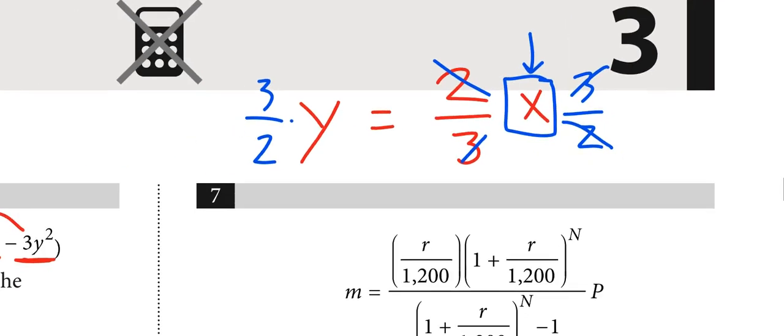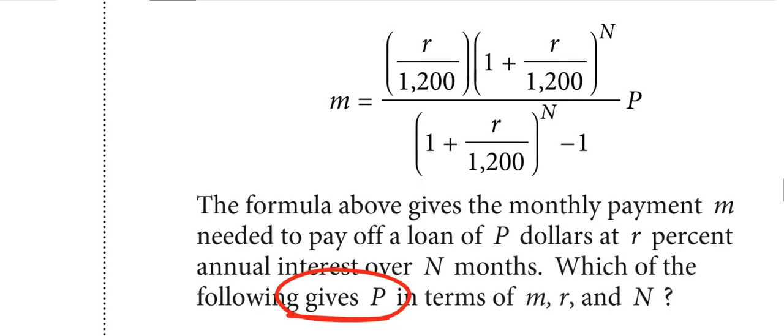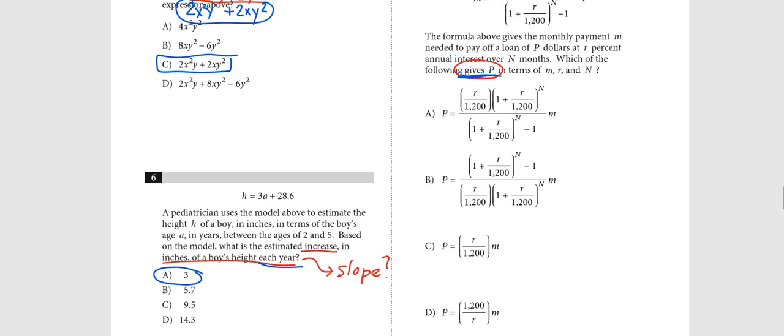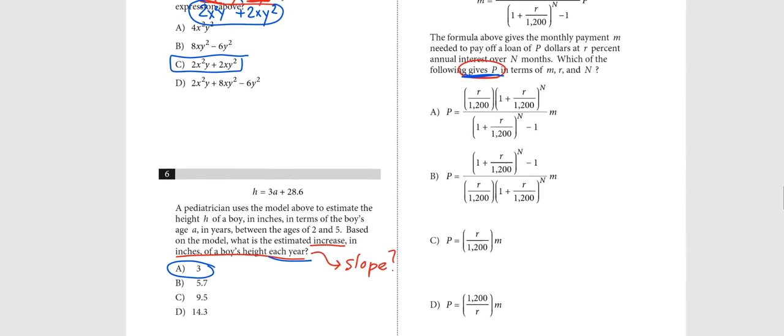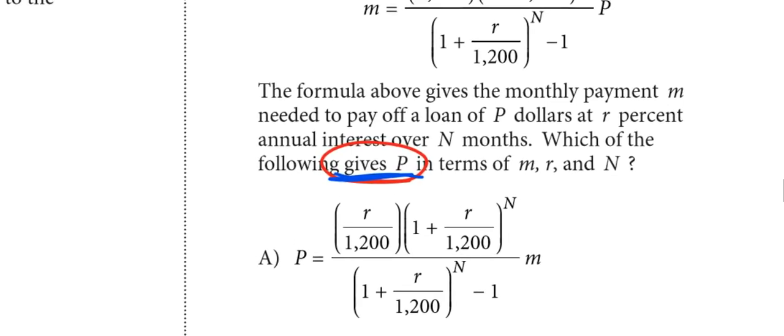Okay, so why the heck is he showing me this example right here? What does this phrase, gives P, mean? Which of the following gives P? What do they want me to do? They want me to solve this thing for P. Now, it's kind of obvious from the 4 answers since they're all P equals. But that's the phrase.